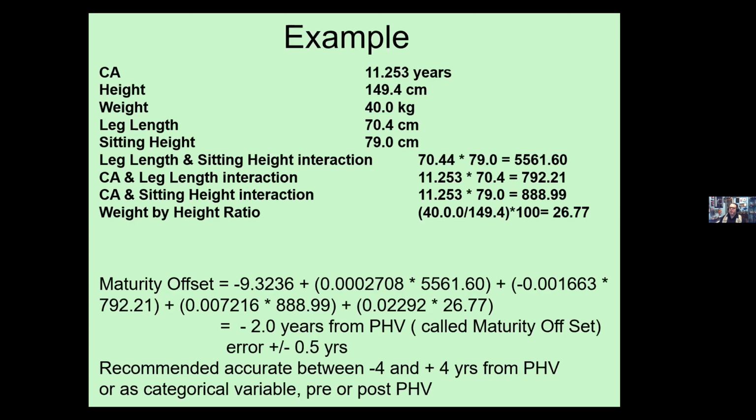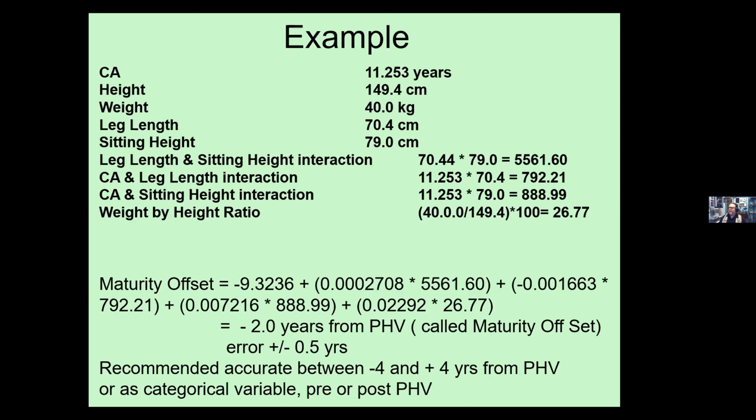The other thing we looked at in this equation was various interactions. And we found that the significant interactions were leg length and sitting height, chronological age and leg length, chronological age and sitting height, and a weight by height ratio. This weight by height ratio is basically weight divided by height times 100 to give you a percentage.